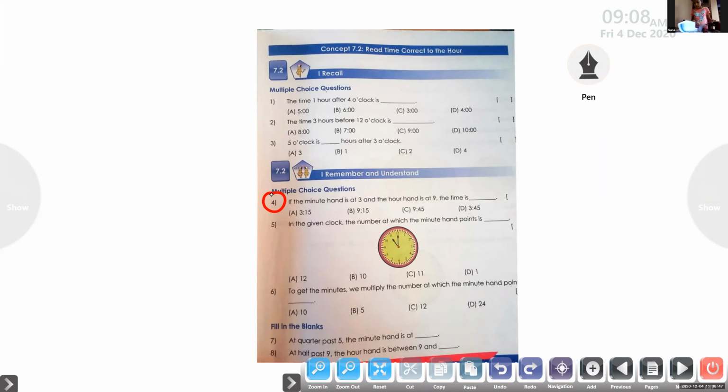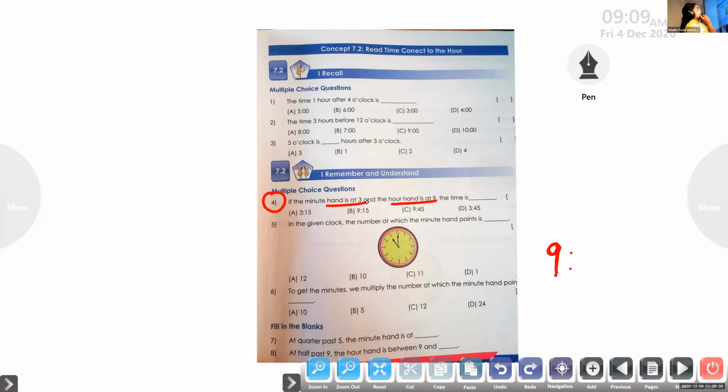Please look at the screen and say. If the hour hand is at 9, how many hours? 9 hours. If the minute hand is at 3, how many minutes? Do we want to multiply by 2, dear? By which number do we have to multiply? By 5. 3 into 5.